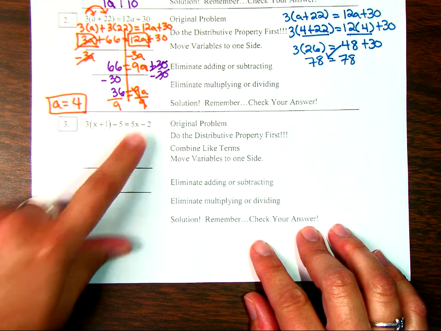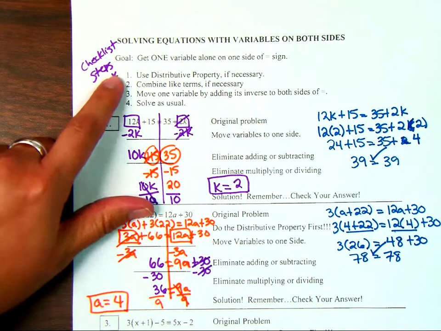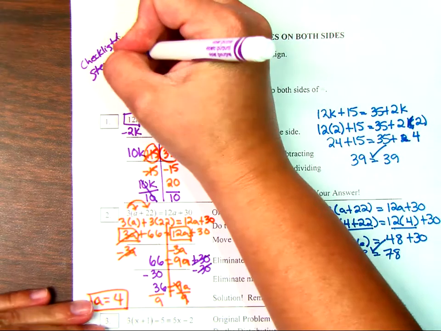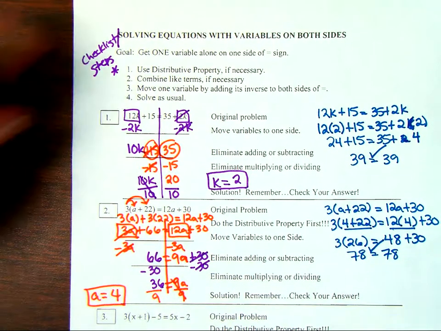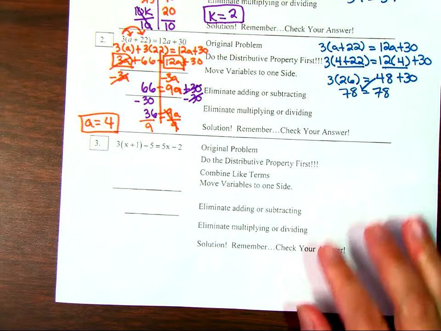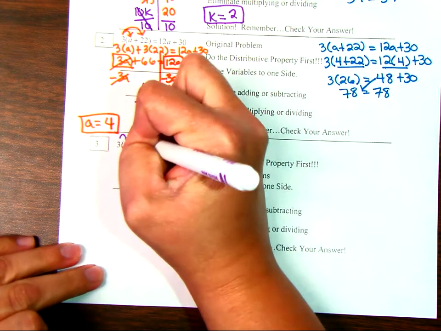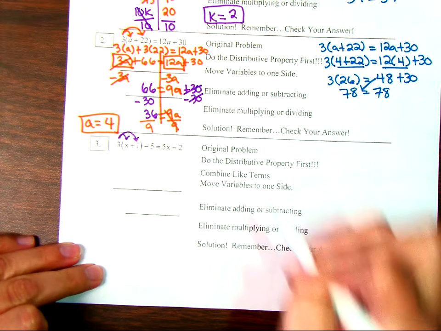So here again, this is your checklist. Use this as your checklist. These are your checklists or your steps, however you want to call it. So we do have distributive property. We have the 3 being distributed to the x and the 3 being distributed to the 1.